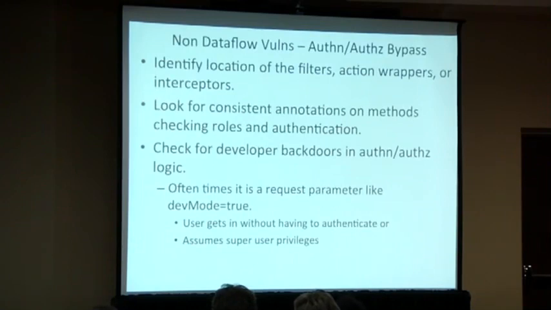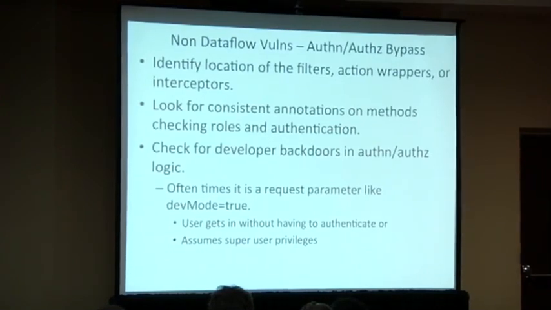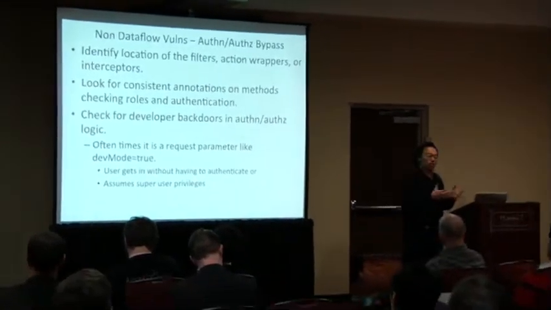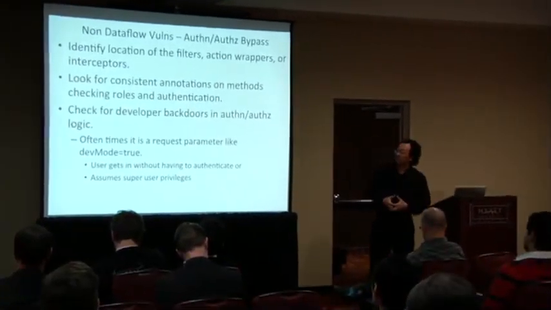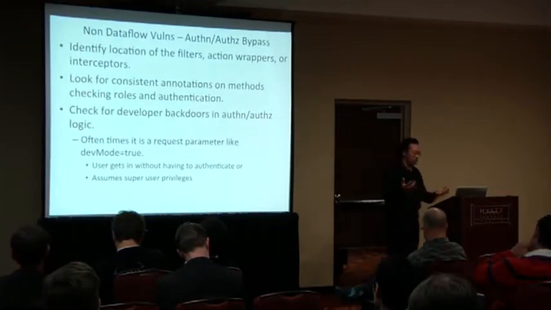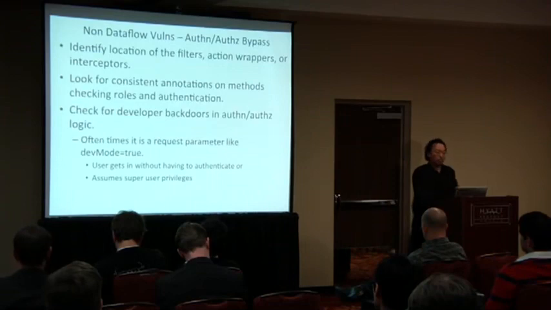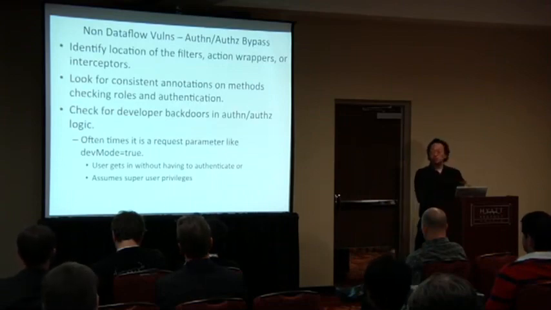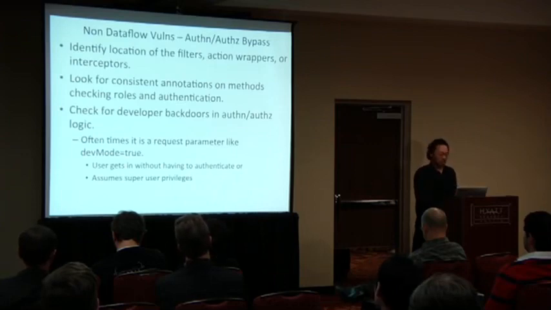Okay, authorization and authentication bypasses. Every web framework is going to have some type of request filtering mechanism. For every request, they're going to run some logic before the request and give you opportunities to run some logic after. That's the place where you want to look for authorization type problems in the source code. And then there's other things like dev mode, when developers don't have the security infrastructure set up, and they just put these little backdoors in, and then they forget to take them out when it goes to production.